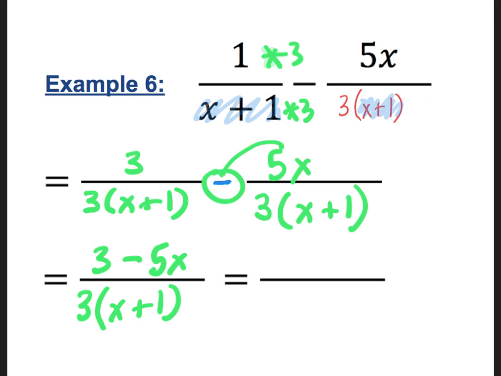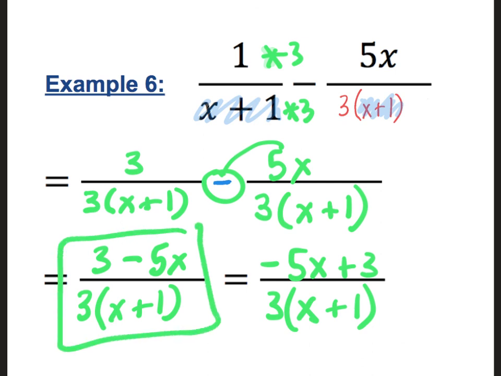At this point, I can't actually simplify this one because I can't divide 3 and 5 by anything bigger than 1. If you wanted, you could rewrite it as negative 5x plus 3. Generally, for whatever reason, we like to put our x's first. But if you left it as the original answer, that is totally fine too.